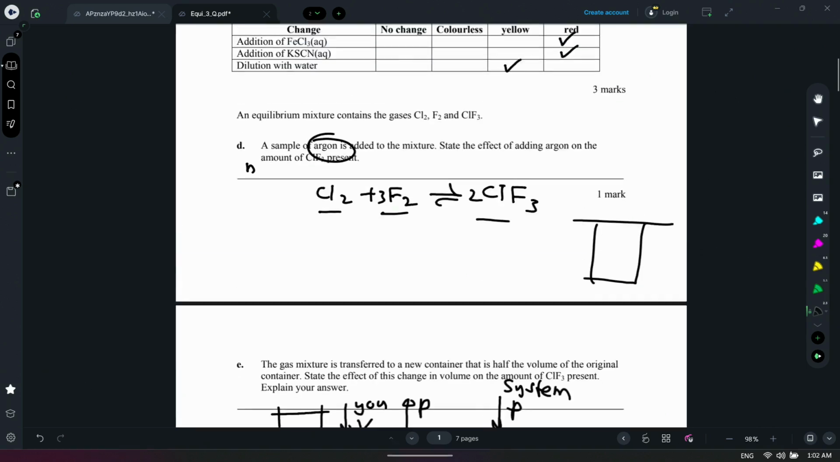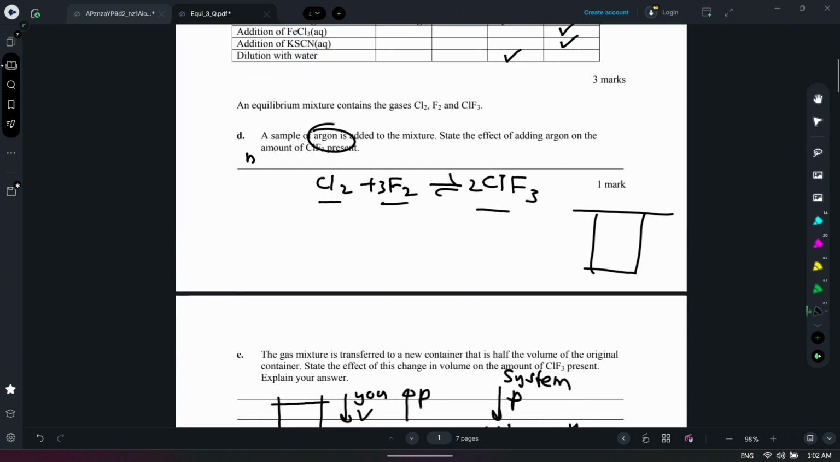Now, have a look at the tricky part of that question. You had to come up with a balanced chemical equation. Otherwise, you would not be able to work out the side that is going to be favored, right? So make sure always when it comes to equilibrium questions, check to see that the given equation is balanced.